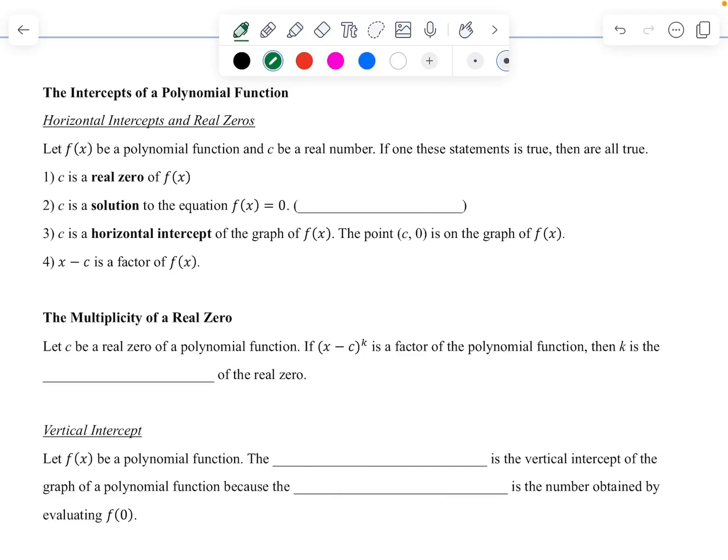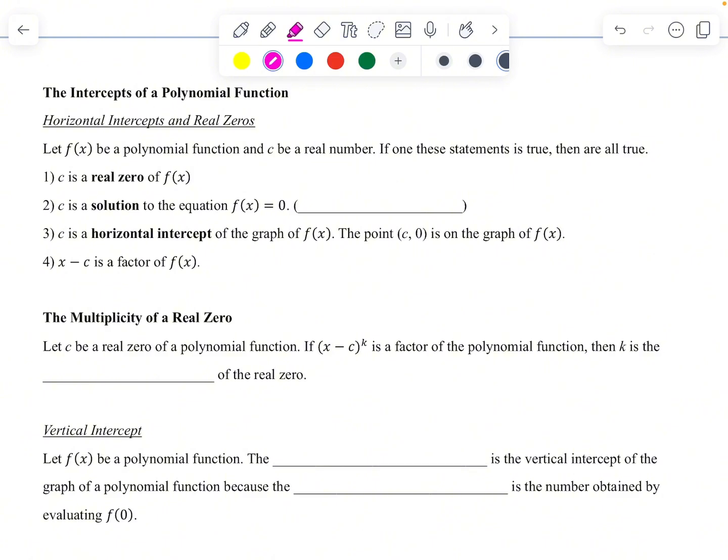Hello class, in this video I'll be talking about the intercepts of a polynomial function. Let's begin. Later in this section you'll be asked to sketch the graph of a polynomial function, and in order to do that you must be able to identify the horizontal and vertical intercepts. And I'll start with the horizontal intercepts.